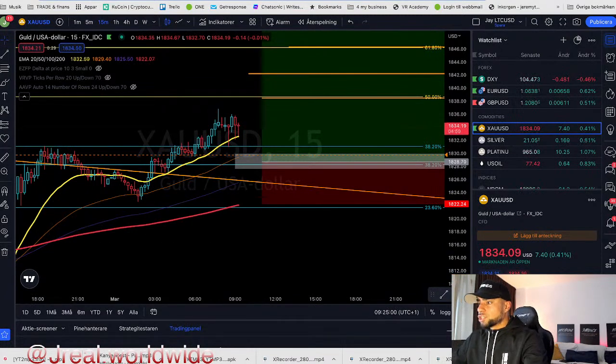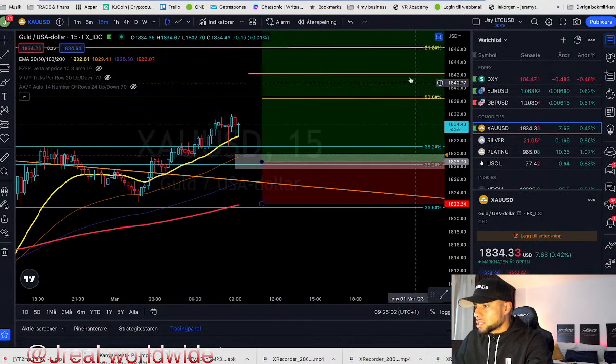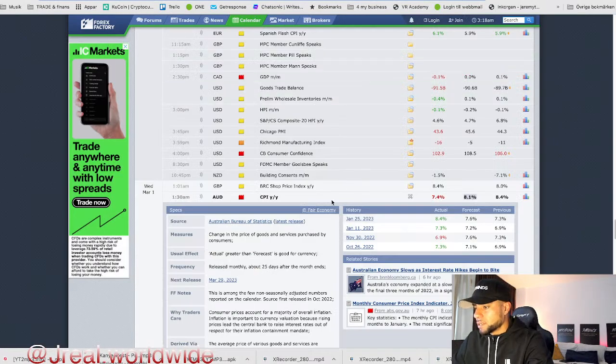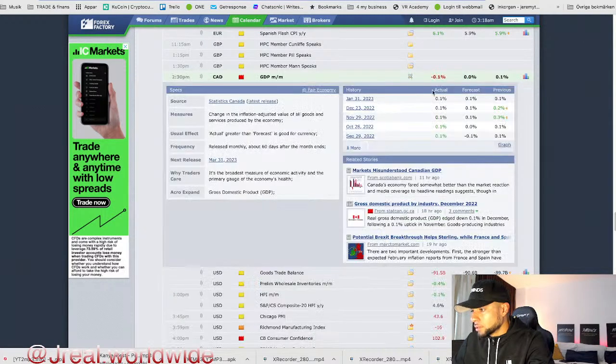AUD CAD. All right, let's look at the fundamentals first because I saw that there was a folder for AUD CAD. Yeah, exactly. So we got this one. So let's see what it says. Same here. Actually greater than forecast is good for the currency, and we had lower than forecast. Same thing. So CAD should drop from this news. And this is the GDP reading.